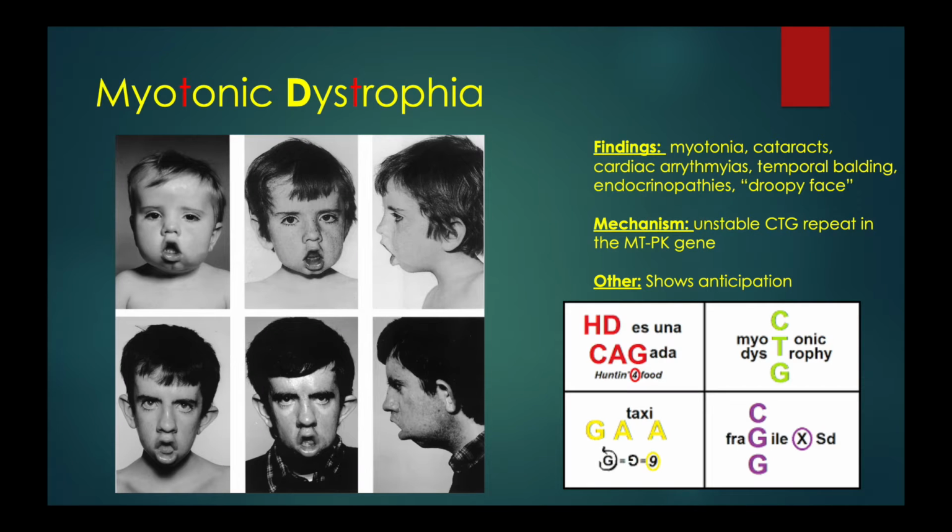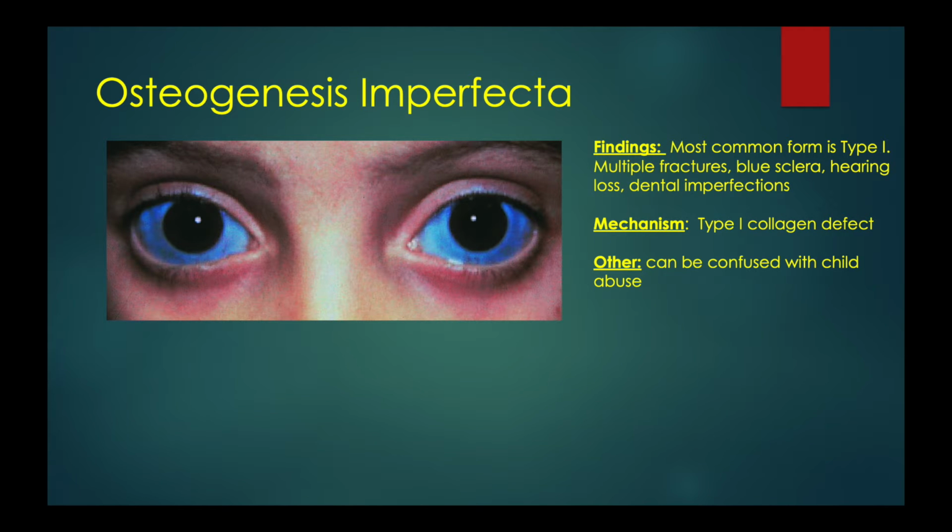And then myotonic dystrophy, this is one of those trinucleotide deals. It's CTG, and that's why in myotonic dystrophy up there, the T is in red. Okay, and I think on this one, all you really have to know is just that it's CTG, and the look is pretty distinct. Osteogenesis imperfecta, and this is the one you got to know that they're going to try to trip you up and confuse it with child abuse. Okay, but you got to have that blue sclera. It's type 1, most common, and again, type 1 collagen defect, but this is the one, again, child abuse is going to be because of all the brittle bones, so you have to know that.